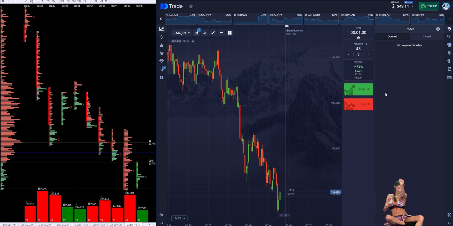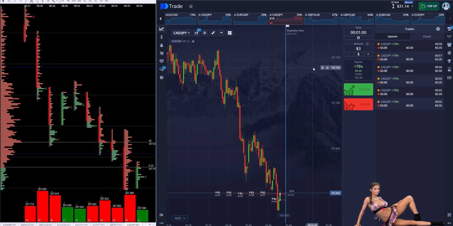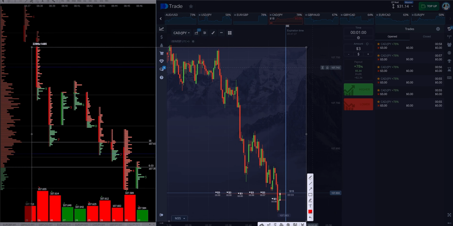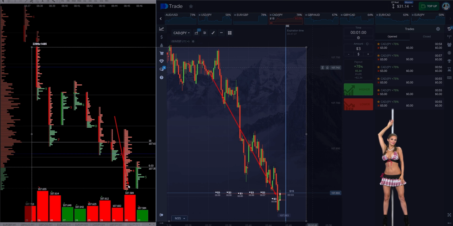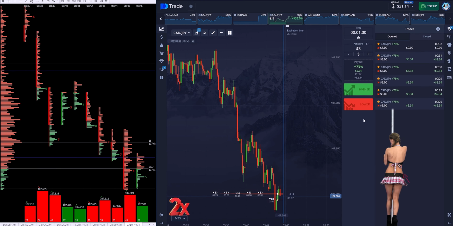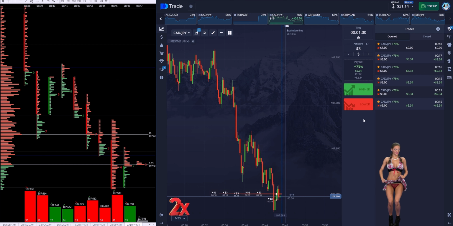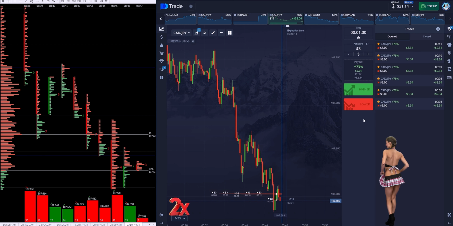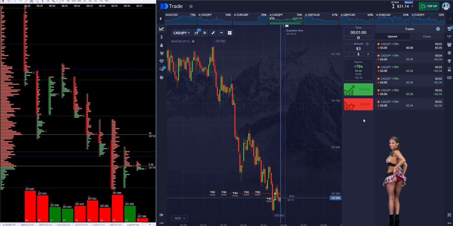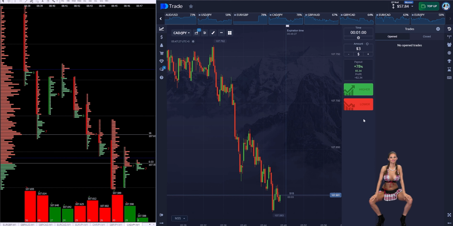I see the entry point. I opened a trade. Logic of entry in a trade. Downward movement. Breakout. Volumes are up. Test and down. Almost all on the plus side.